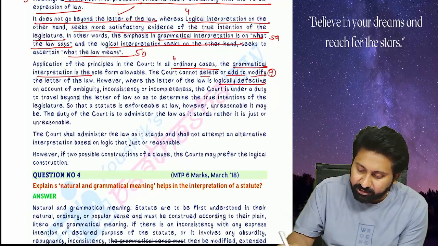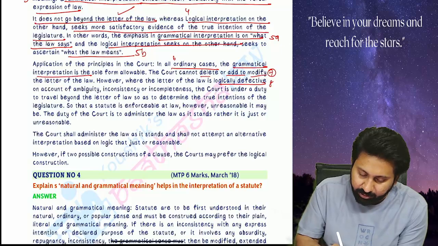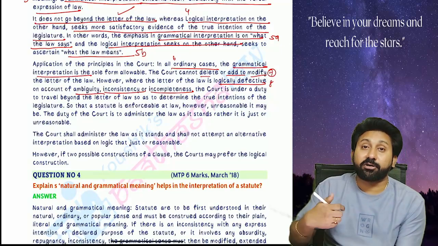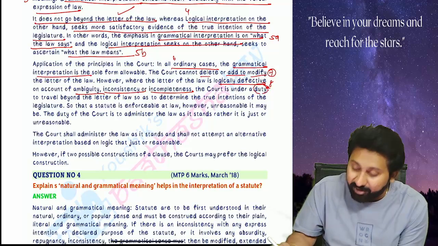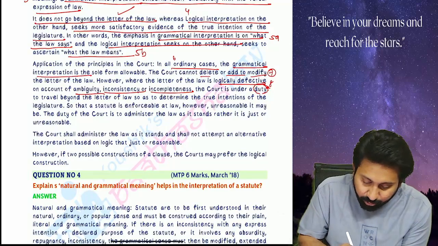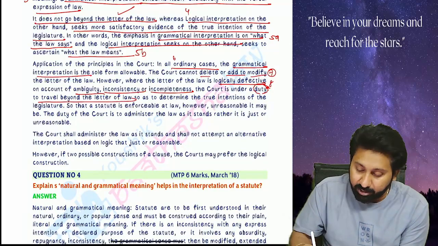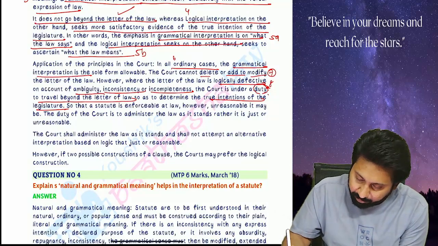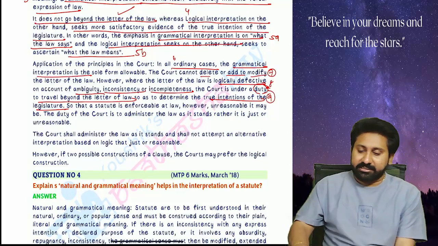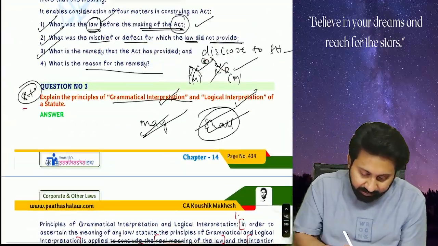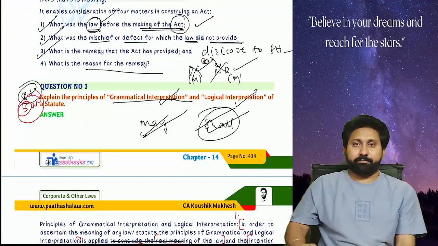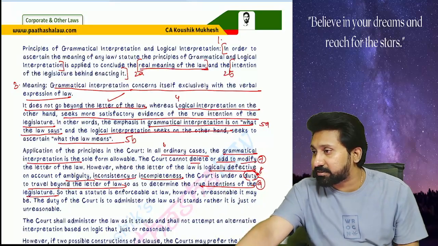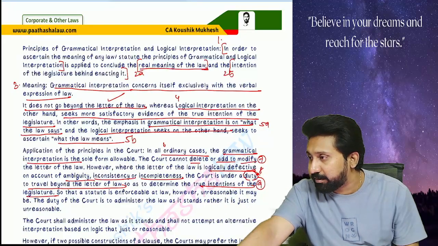However, if it is logically defective, eighth point, due to ambiguity, inconsistency or incompleteness, then the court is under a duty. It is an obligation on the court to travel beyond the letter of law so as to determine the true intention of the legislature. That's point number 9. If you write these 9 points, they will give you 5 marks in the exam. Are you all satisfied and understanding the concept of interpretations properly?